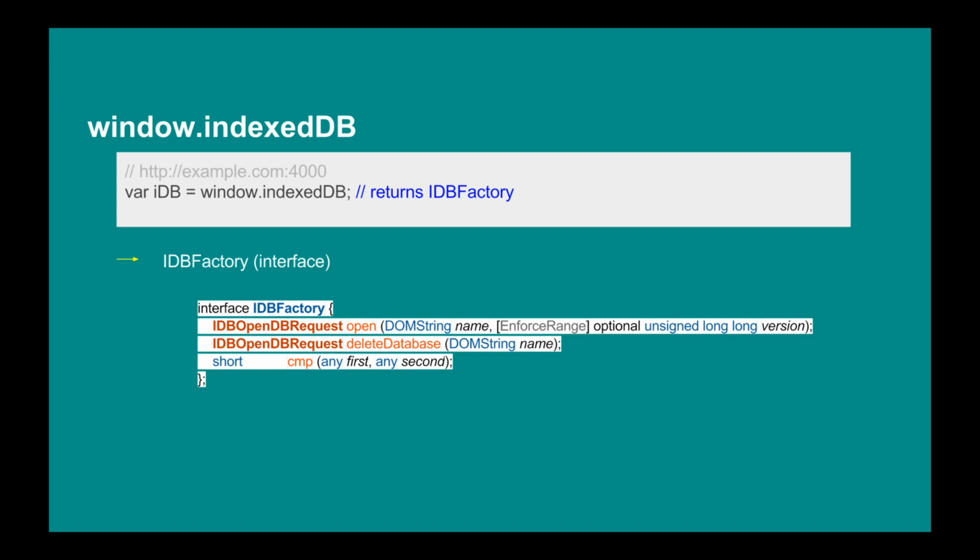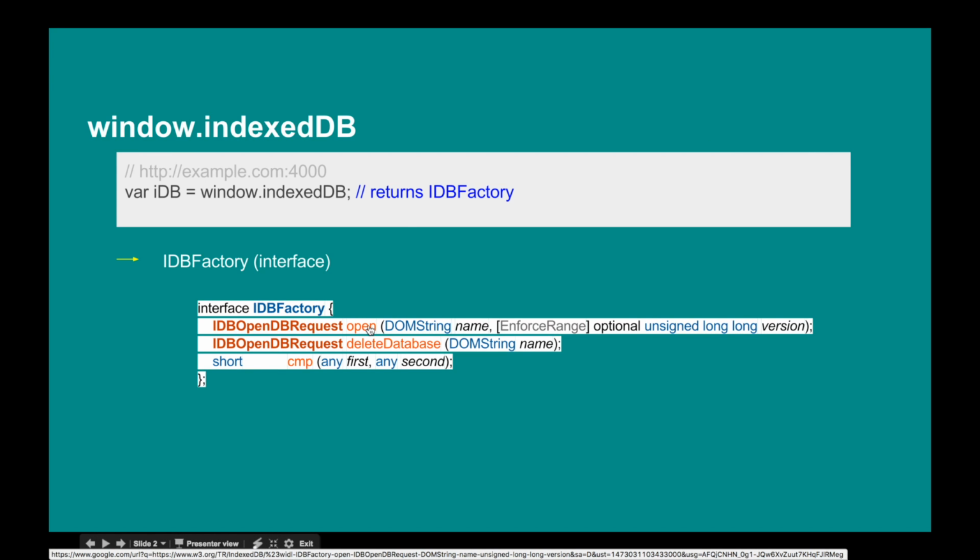What happens internally? The IndexedDB is going to implement an interface called IDBFactory. The IDBFactory has a bunch of methods, namely open, deleteDatabase, and compare. So whenever you call window.indexedDB, you are going to get all these methods back in that object. You can see here the open method has two parameters. One is name and another one is unsigned long version.